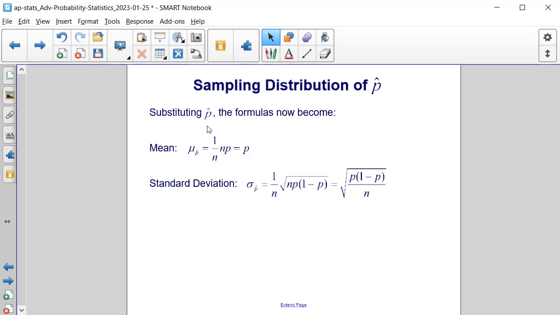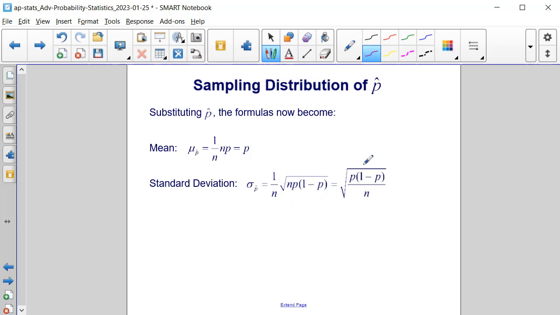Using substitution for what we have for the sample proportion, the formulas now become the following. For the mean, we'll have mu with p hat in subscript is equal to 1 over n times n times p, which simplifies to just p. And the standard deviation, or sigma, with p hat in subscript is equal to 1 over n times the square root of n times p times 1 minus p in parentheses, with the remaining 3 terms being below the radical.